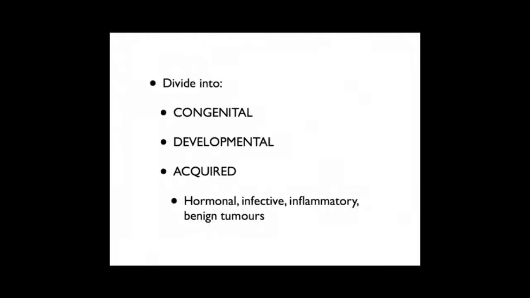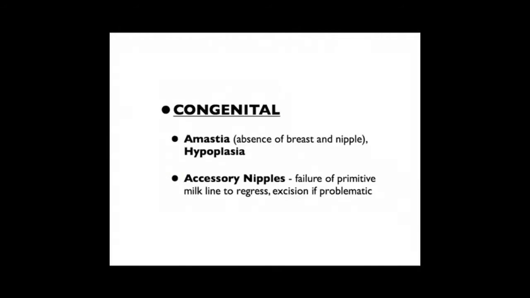So, the benign breast diseases. We can divide this into congenital diseases, developmental, or acquired. And these can be further split into hormonal, infective, inflammatory, or benign tumours. So firstly, congenital. So this can be amastia, so the absence of both the breast and the nipple. It's also known as Poland syndrome.